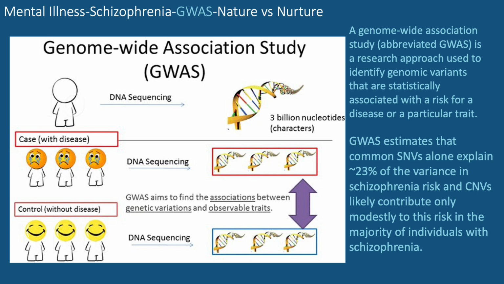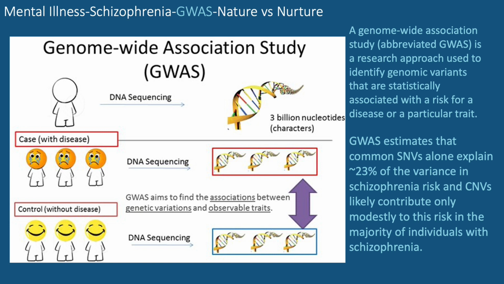A genome-wide association study is a research approach used to identify genomic variants that are statistically associated with a risk for a disease or a particular trait. The method involves surveying the genomes of many people, looking for genomic variants that occur more frequently in those with a specific disease or trait compared to those without the disease or trait. For example, people that have schizophrenia and people that are not affected by schizophrenia.